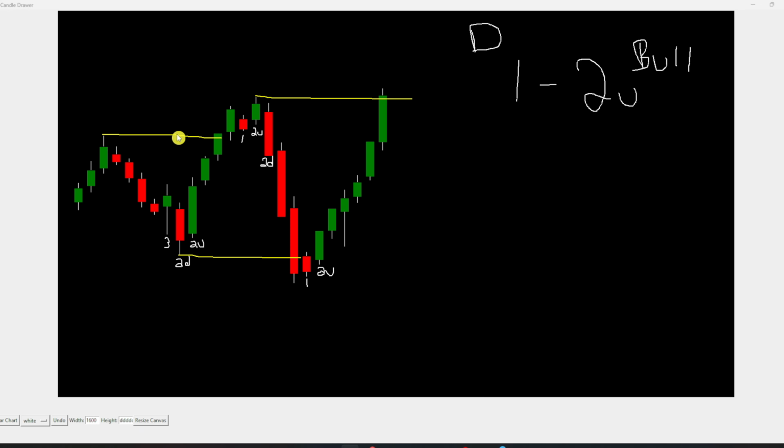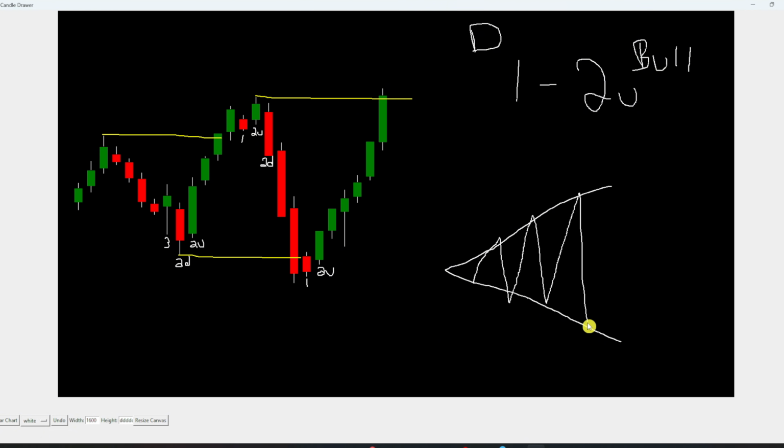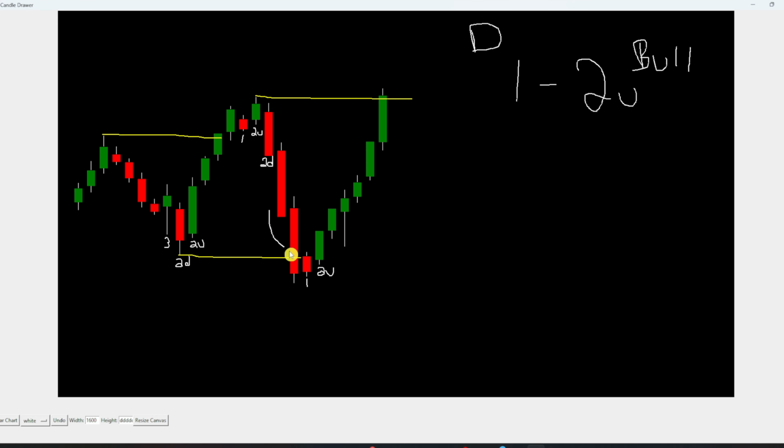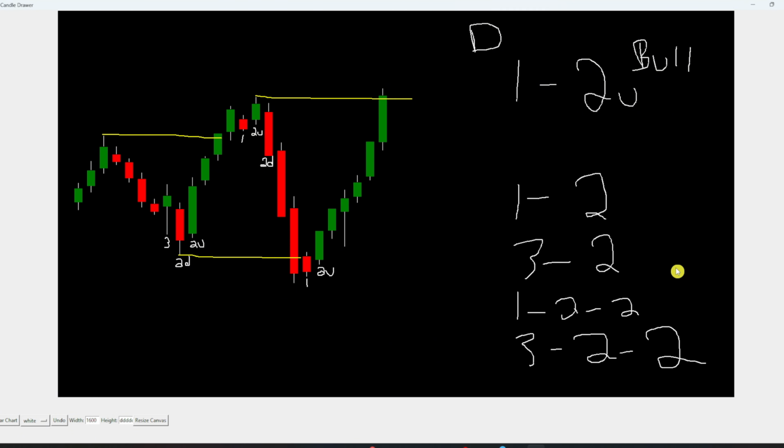So again, broadening formations, it is just a simple range that is expanding over time, taking out old highs, taking out old lows. And at those highs and at those lows, we look for those combinations that I mentioned in the previous video. So that's the concept behind broadening formations and using those actionable signals there.